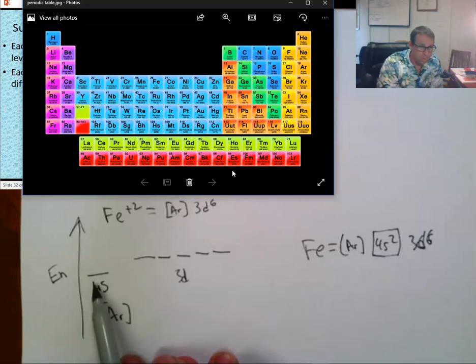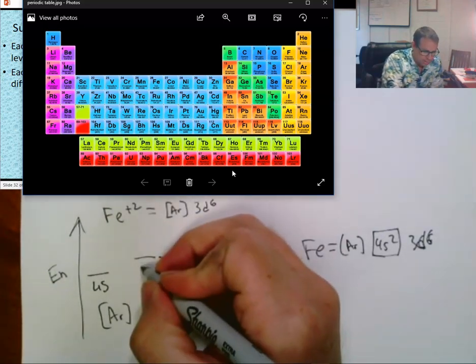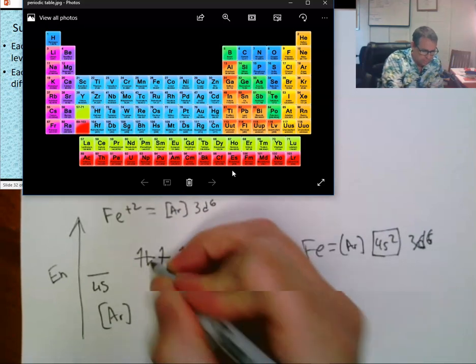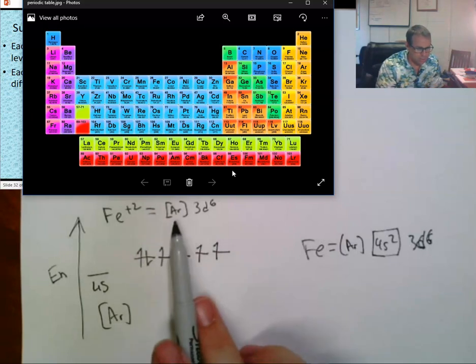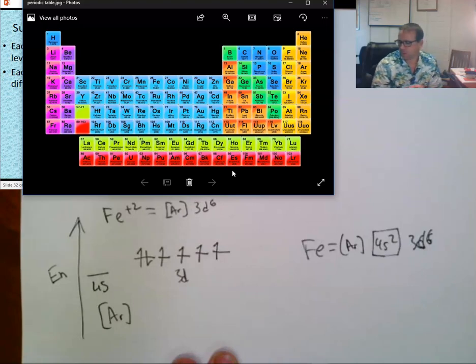So we no longer put little indicators of electrons there. I still have to show my 3d electrons though: 1, 2, 3, 4, 5, and there's my 6. All right? So this is the iron +2, argon core, 3d6 electrons. Very good.